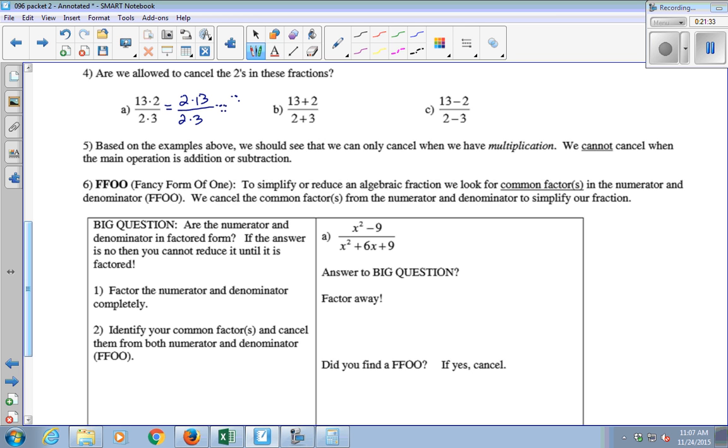And then this could be 2 over 2 times 13 over 2. I don't know what is wrong with this. I'll write it on the other side. 2 over 2 times 13 over 3.